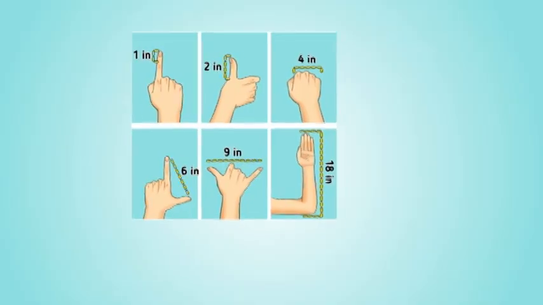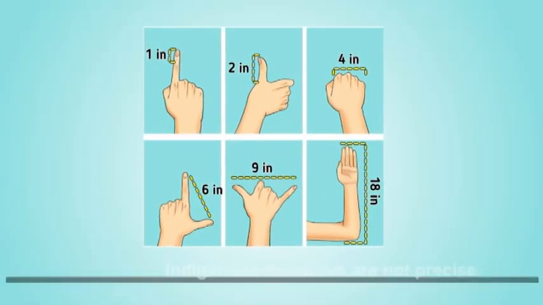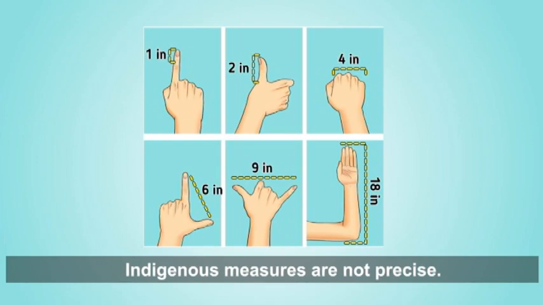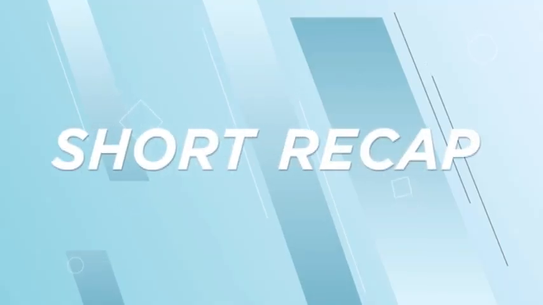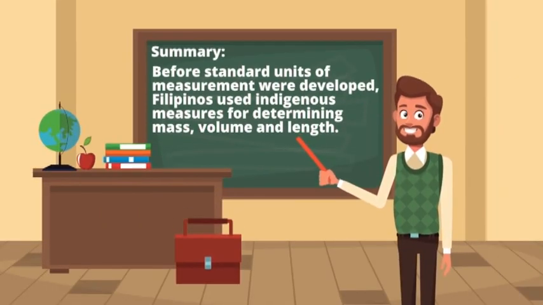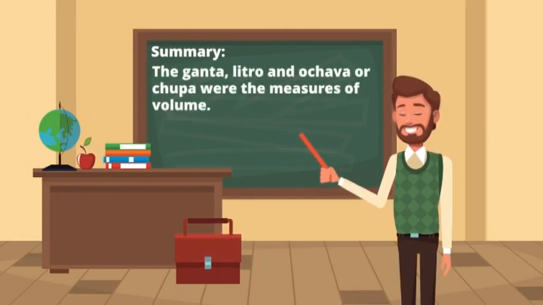What do you think are the disadvantages of using indigenous measures? If you say that these units are not accurate and measurements based on these units are not precise, then you are right. If one uses an indigenous measure, there are more chances of making mistakes because the measurements are not accurate and precise. Let's remember, before standard units of measurement were developed, Filipinos used indigenous measures for determining mass, volume, and length. The ganta, litro, and ochava or chupa were the measures of volume.